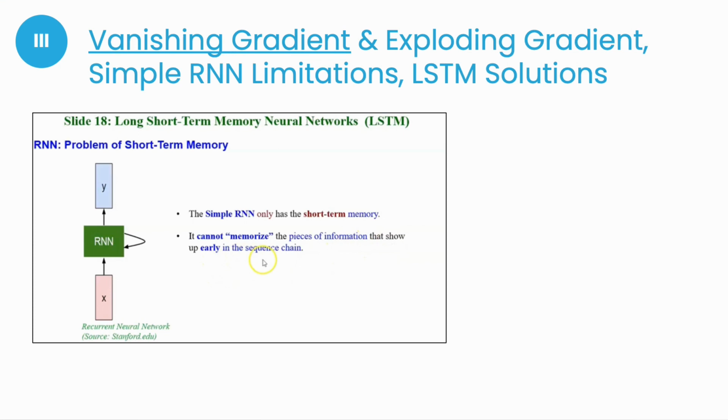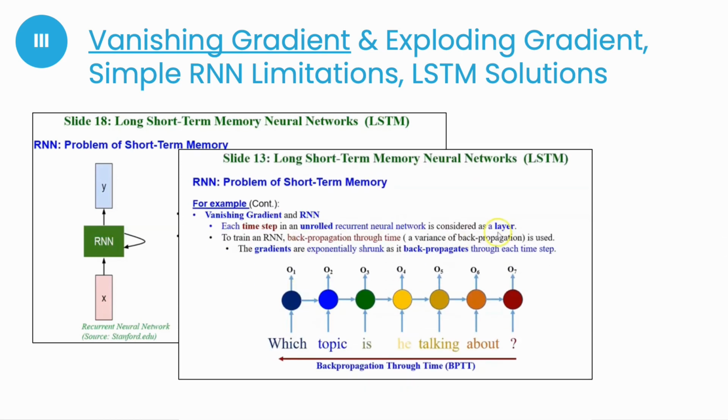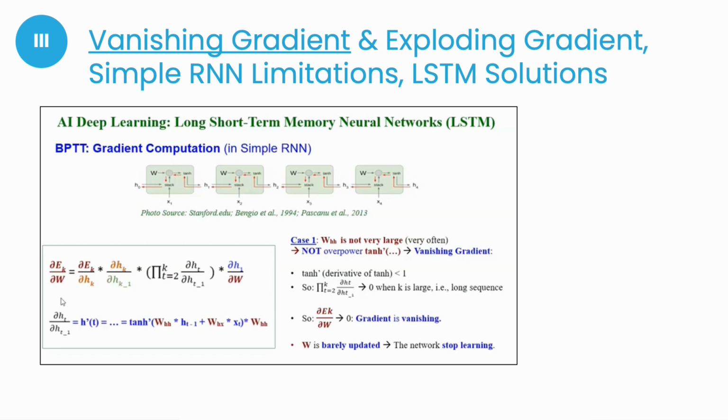Starting with the vanishing gradient problem, the vanishing gradient occurs due to the simple RNN having a short-term memory. This unrolled RNN has layers at each step. During backpropagation, the gradients shrink, and that causes learning to stop and the beginning of a sequence to be easily forgotten. The gradient vanishes, causing the weight W to hardly update and stop learning.